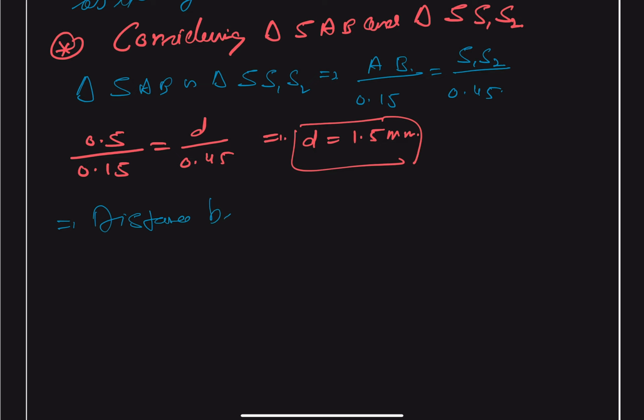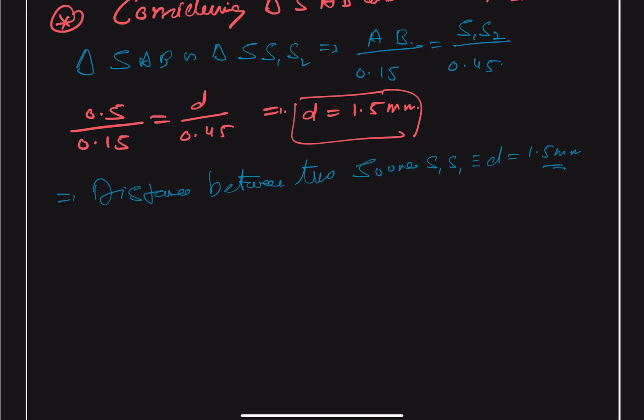The distance between the two sources S1 and S2, given as d, is equal to 1.5 mm. Next we are going to find out the fringe width.